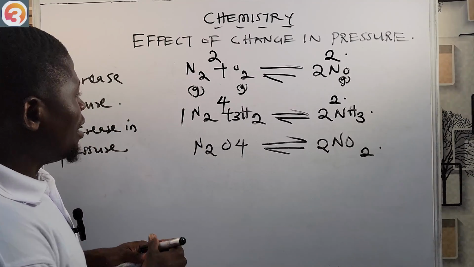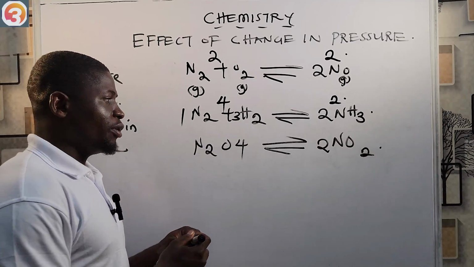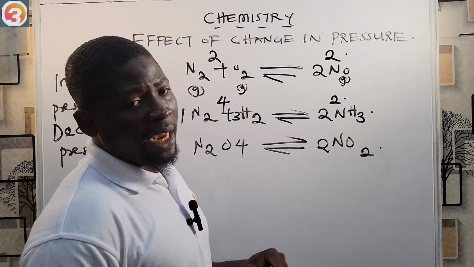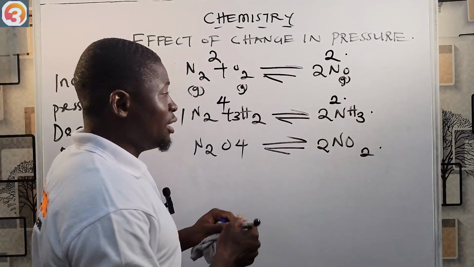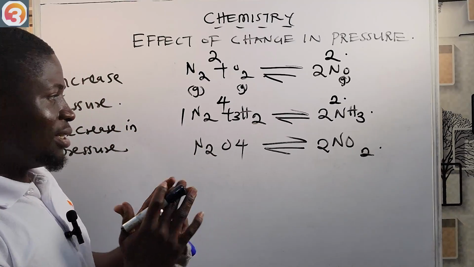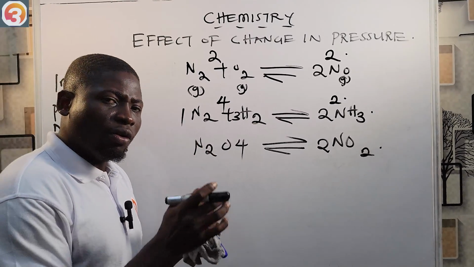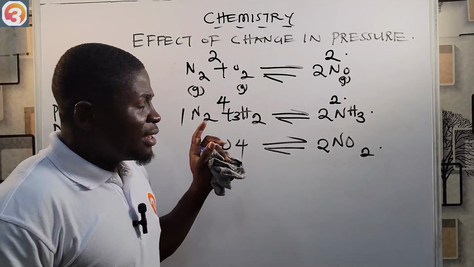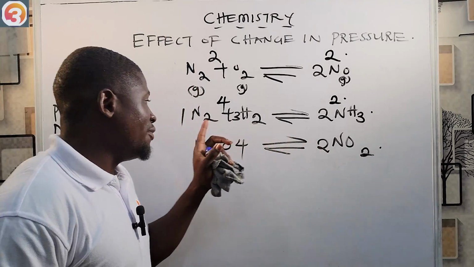Now, let's look at the third case. In the third case, we have 1 mole of N2O4 here, and here we have 2 moles of 2NO2. Remember, they are all gaseous reactants or products, which is the condition for change in pressure to affect them. So now we have 2 moles here, and here we have 1 mole.